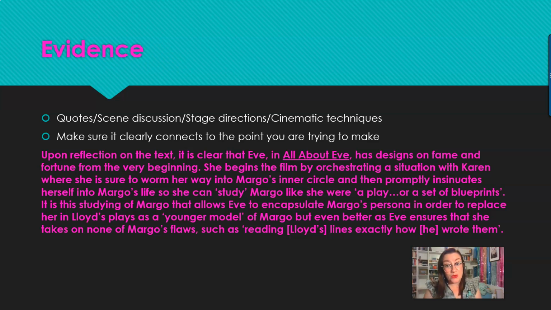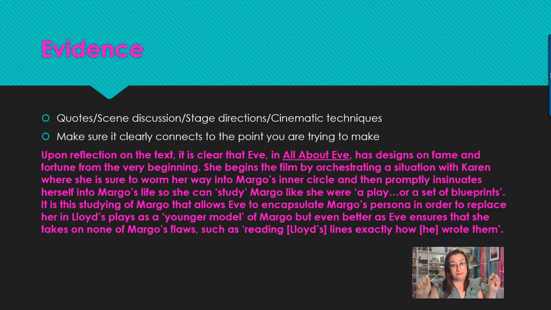She begins the film by orchestrating a situation with Karen, where she is sure to worm her way into Margot's inner circle, then promptly insinuates herself into Margot's life, where she can study Margot like she were a play or a set of blueprints. It is this studying of Margot that allows Eve to encapsulate Margot's persona in order to replace her in Lloyd's plays as a younger model of Margot. But even better, Eve ensures that she takes on none of Margot's flaws, such as reading Lloyd's lines exactly how he wrote them.